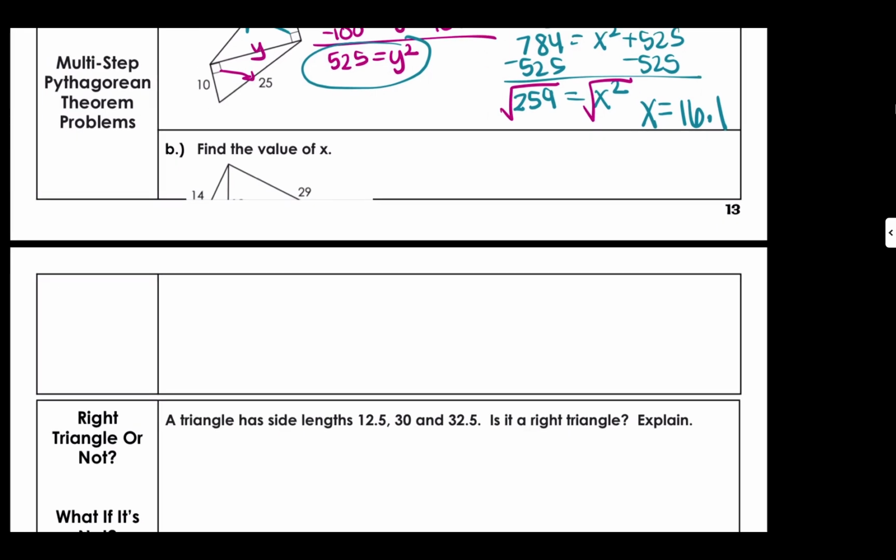Okay, again, another picture. Find the value of x. Of course, my picture is broken. It's not here.